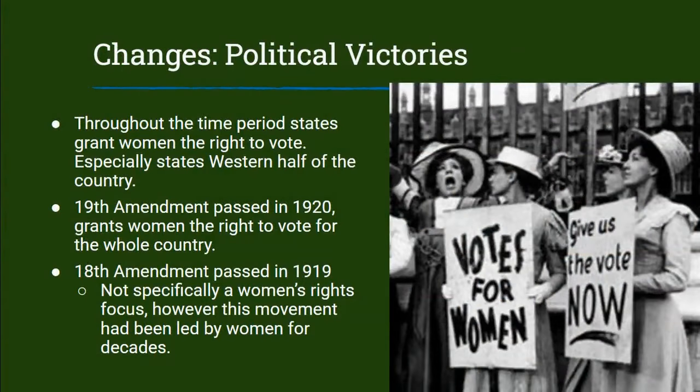Towards the end of the era, there were two monumental victories. Throughout the time period, states were granting women the right to vote, especially states in the western half of the country. The suffrage movement would culminate with the passing of the 19th Amendment in 1920, granting women the right to vote across the whole country. Also, the 18th Amendment had passed in 1919. While not specifically a women's rights focus, however, the movement had been led by women for decades.